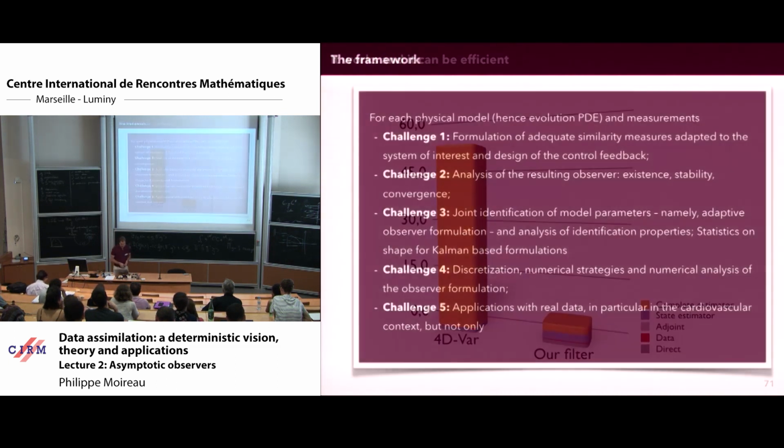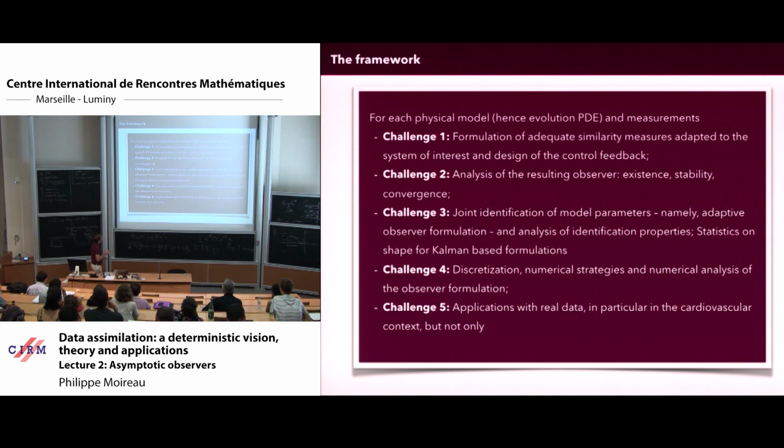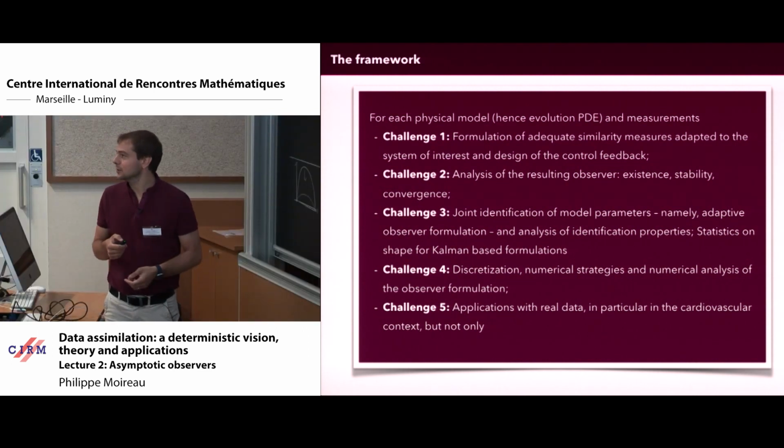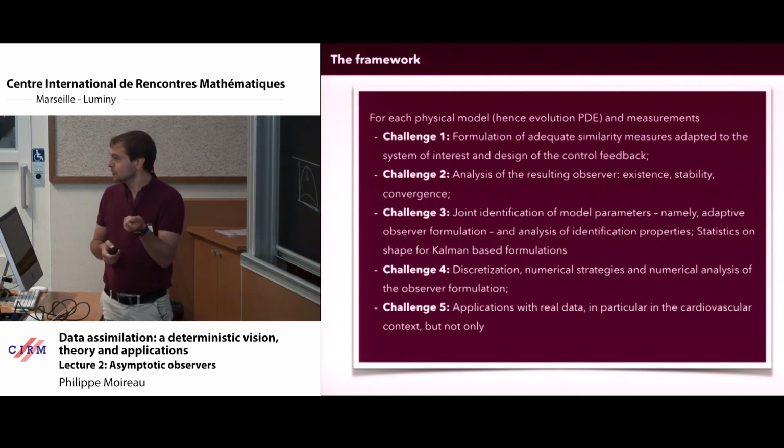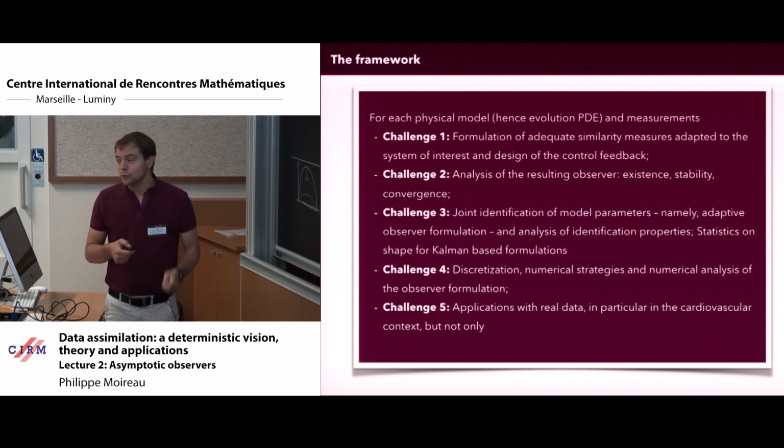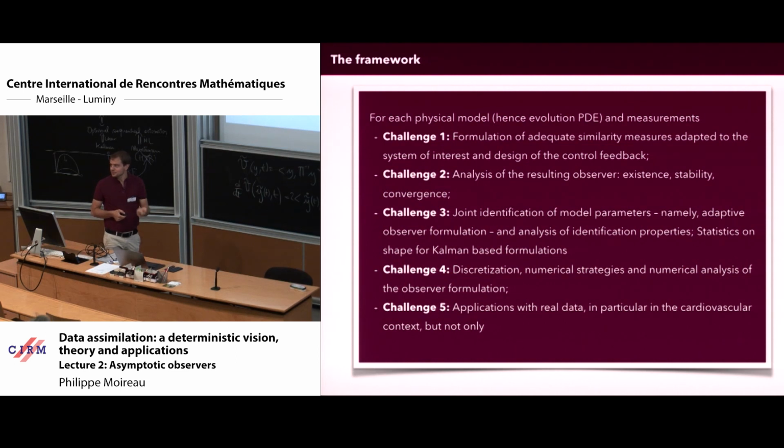And for that, I summarize the challenges that we have to face. For every type of measurement, you have to design this gain operator, what is also called the feedback operator. Then you have to analyze that the observer can work. You have to prove that you can also do parameter estimation, so you may face identification problems. You need to prove that you can discretize everything without introducing new errors, and then that you are able to apply it to real data.